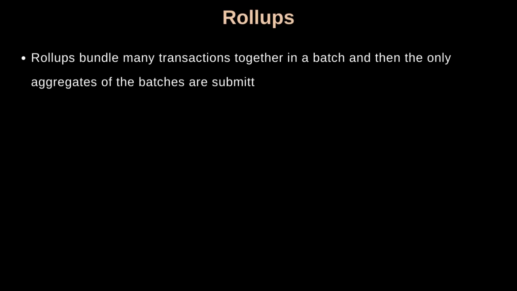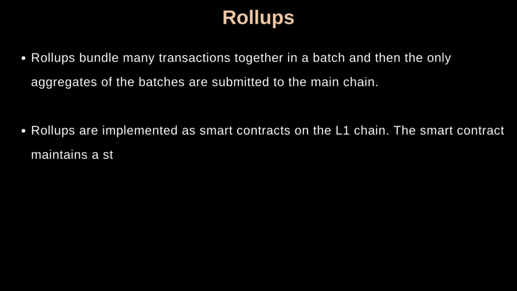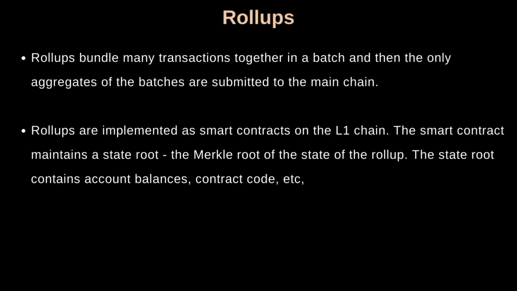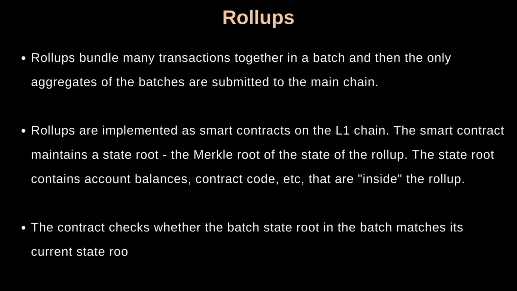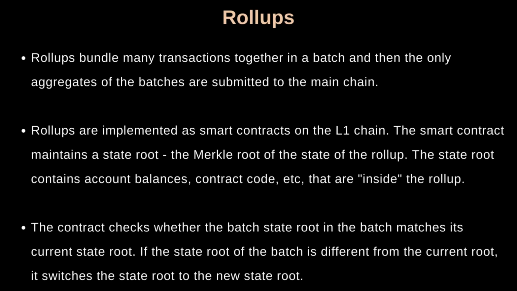As the name suggests, these scaling solutions bundle many transactions together in a batch, and then only the aggregates of the batches are submitted to the main chain. The data is rolled up and submitted to the main chain by an actor called the sequencer or serializer, who can be centralized or decentralized. So, how does it exactly work?